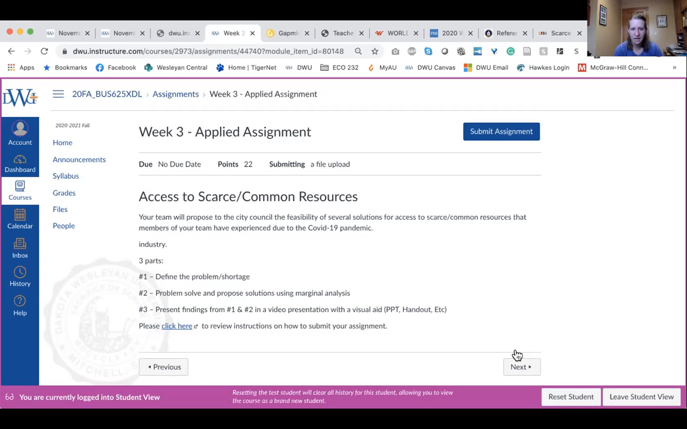Since this is a group assignment, you only have to do one. Only one person has to turn it in. If you want everybody to turn it in, that's fine. But I will have that posted for you.